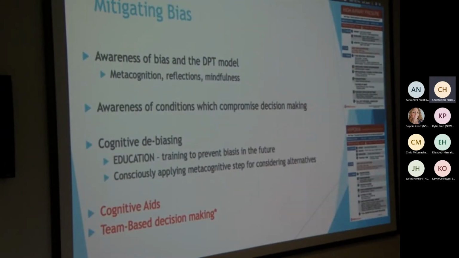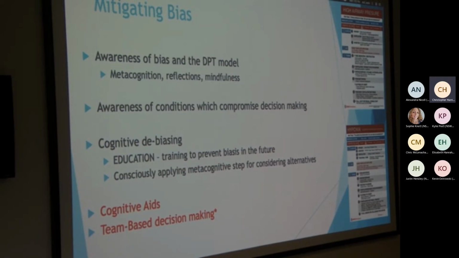How do we mitigate these? Pat Croskerry has written a lot of literature on this. Everywhere I looked, it had stuff written by him. He's given a good talk on this as well. But ways he talks about are being aware that biases exist, being aware of that system 1, system 2 thinking. This is where we talk about metacognition or reflection and mindfulness, which I'll touch on in a moment. There's also just being aware of the conditions and the factors around us which compromise our decision making: our psychological, our physical, our environment.